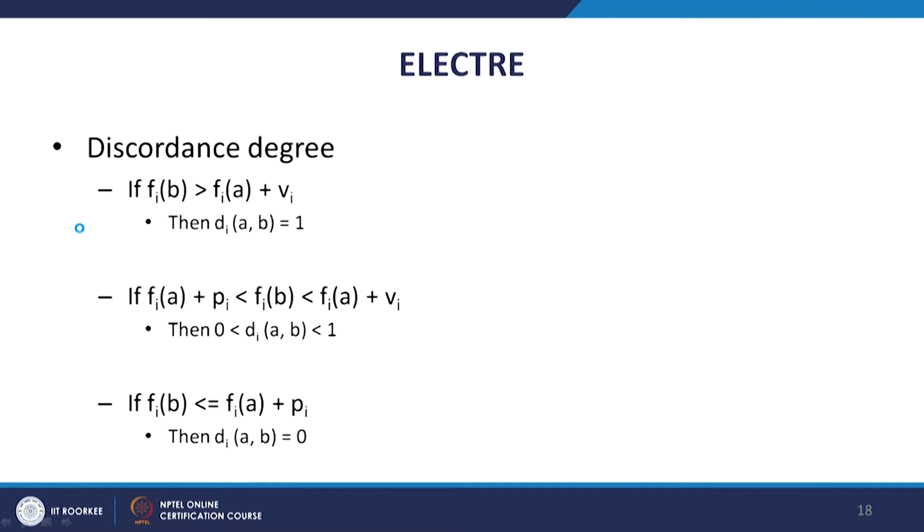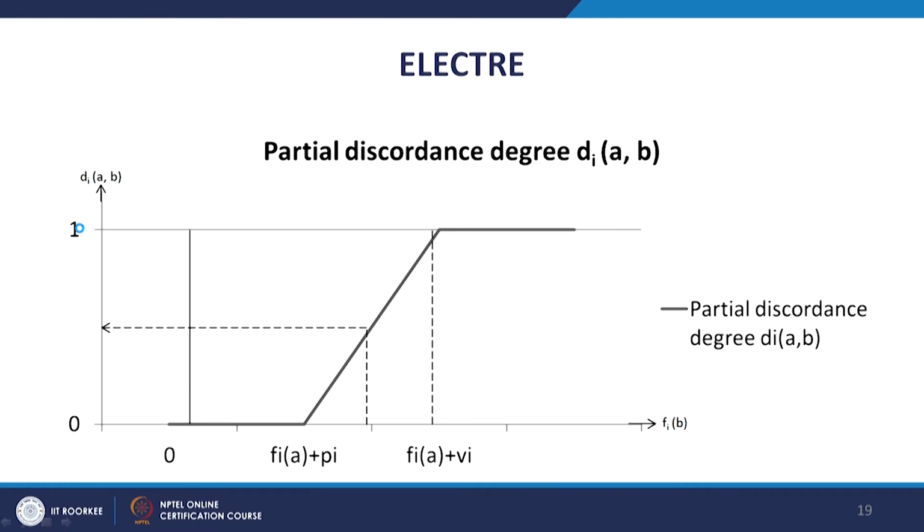So, now let us consider the 3 scenarios. Just like for the concordance degree, similar kinds of scenarios are there here also, but this time, in the case of discordance, they involve the veto threshold. The first one is that if FIB is greater than FIA plus VI, where VI is the veto threshold, then the partial discordance degree DIAB is going to be 1. Let us understand the same thing through this chart.